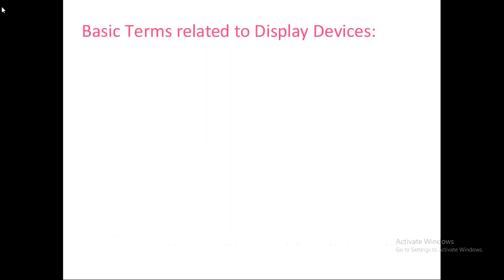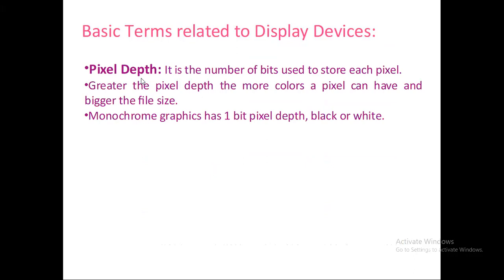Okay, the next term is called the pixel depth. What is the pixel depth? It is the number of bits used to store each pixel. Whatever pixel you have to store, it has some number of bits assigned to it, and those number of bits are called the pixel depth.